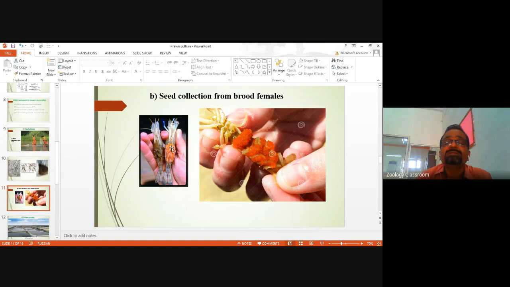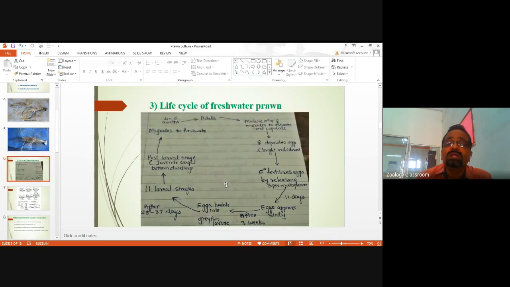See, now these are the eggs. How are these eggs held by the female in between the pleopods? After 3 weeks, the egg fertilizes and they are attached to the pleopods. The eggs are now very bright red in color.